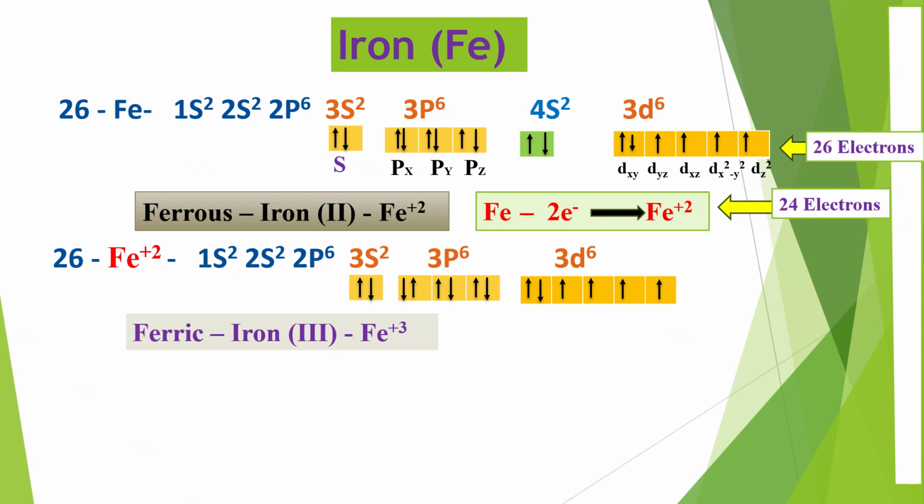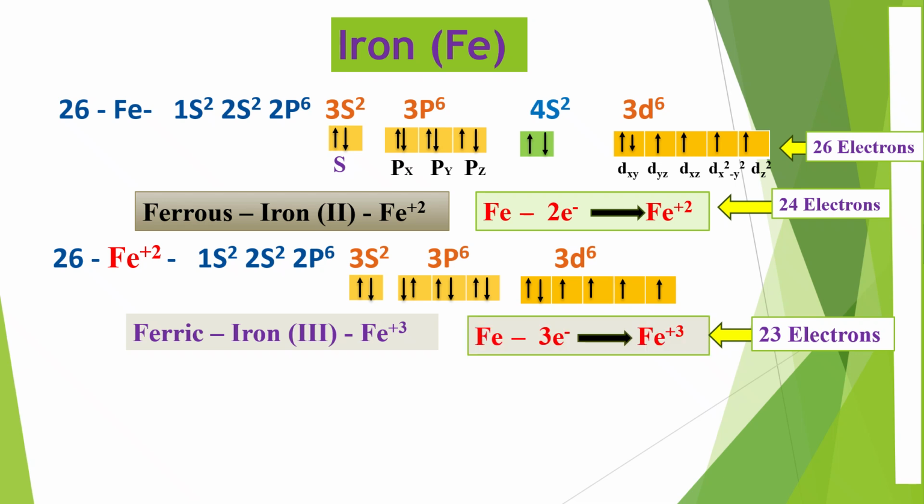Then iron minus 3 electrons, that is nothing but 23 electrons. Iron minus 3 electrons, you will get Fe plus 3. It means you have to remove 3 electrons. You will get 23. Then you have to remove one more electron, from where? From 3d. Previously you removed 2 electrons from 4s, and it is converted into ferrous. Again you have to remove one more electron from ferrous, from 3d. So Fe minus 3 electrons, you will get Fe plus 3.